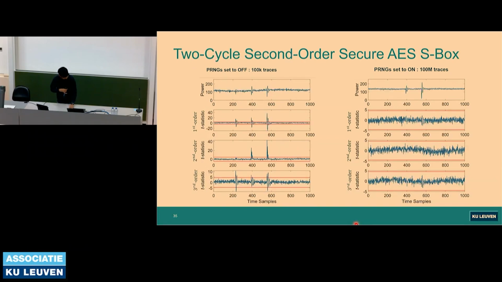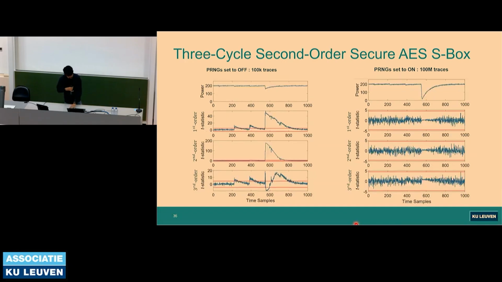Now for the second order secure AES S-boxes, again, it's the same thing. On top, I have the power consumption, and then the first, second and third order statistics. Again, with PRNG set to off, I have leakage. Set to on, I don't see leakage in any of the orders, first or second or third. I do the same thing for the 3-cycle second order secure AES S-box. Again, with mask off, there is leakage. With mask on, I don't see any leakage in first or second or third.